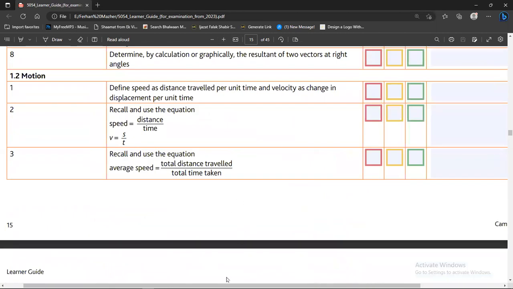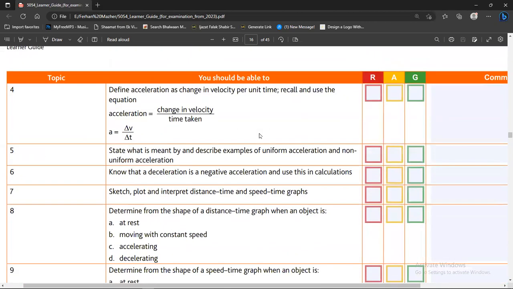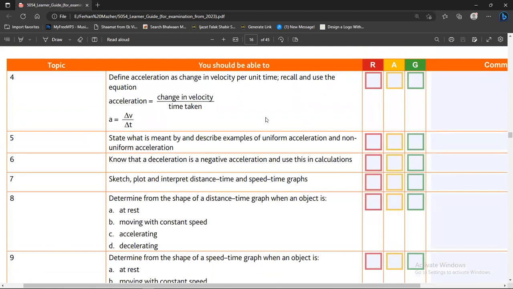The second topic is motion. You should be able to define speed as distance traveled per unit time and velocity as change in displacement per unit time. Recall and use the equation speed equals distance divided by time, v = s/t. Recall and use the equation average speed equals total distance traveled divided by total time taken. You should be able to define acceleration as change in velocity per unit time. Recall and use the equation acceleration equals change in velocity divided by time taken, a = Δv/Δt.